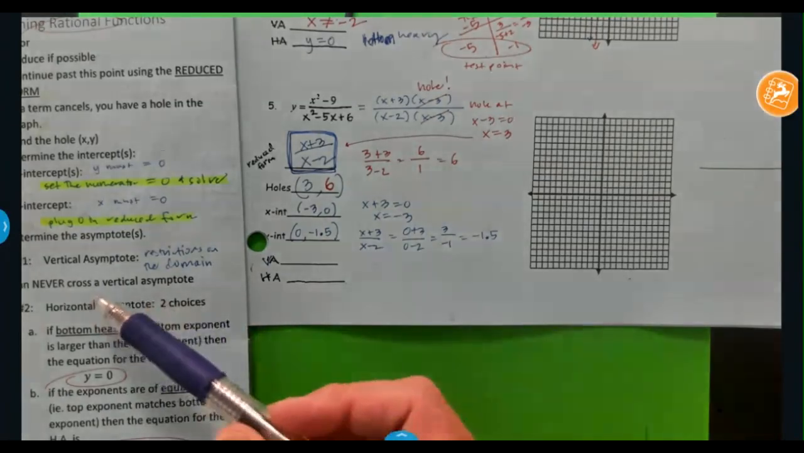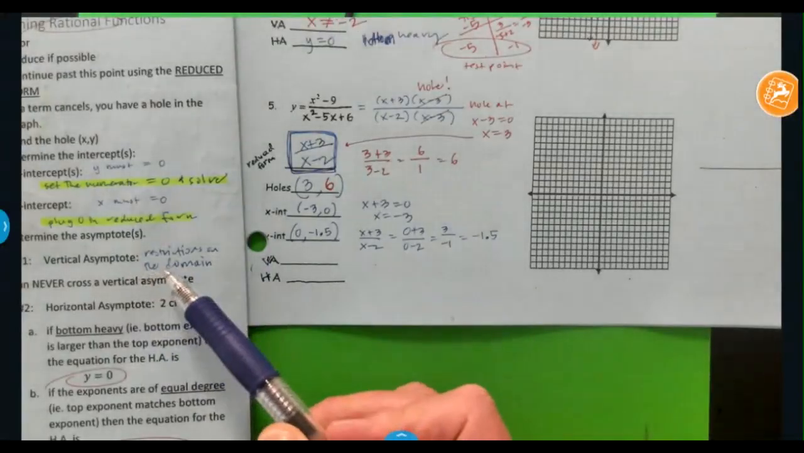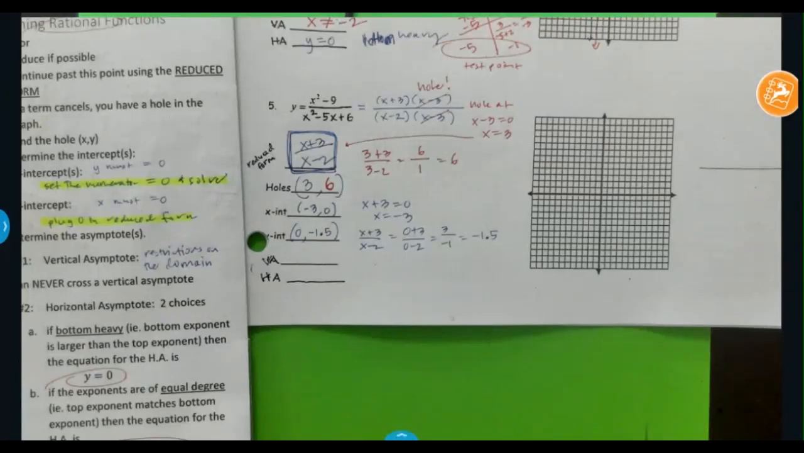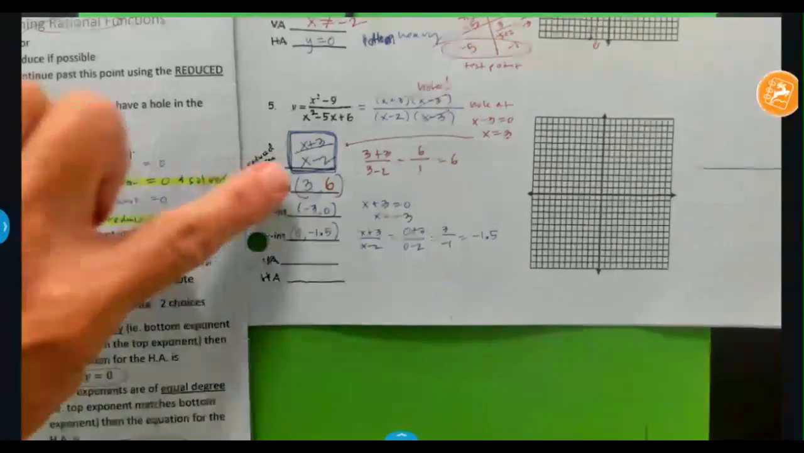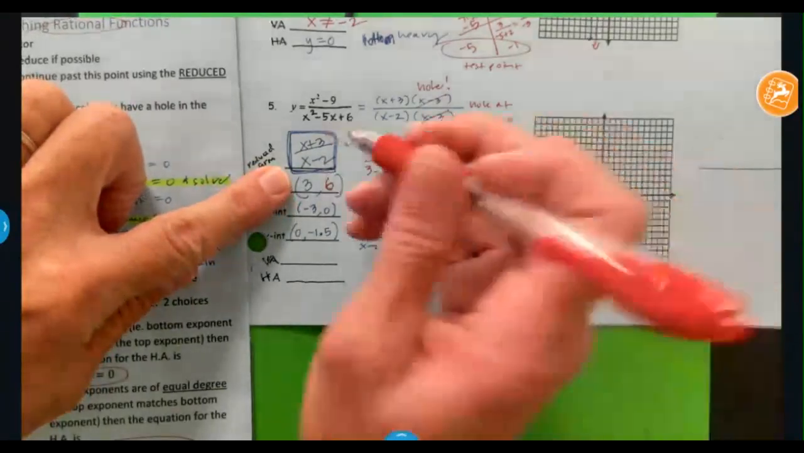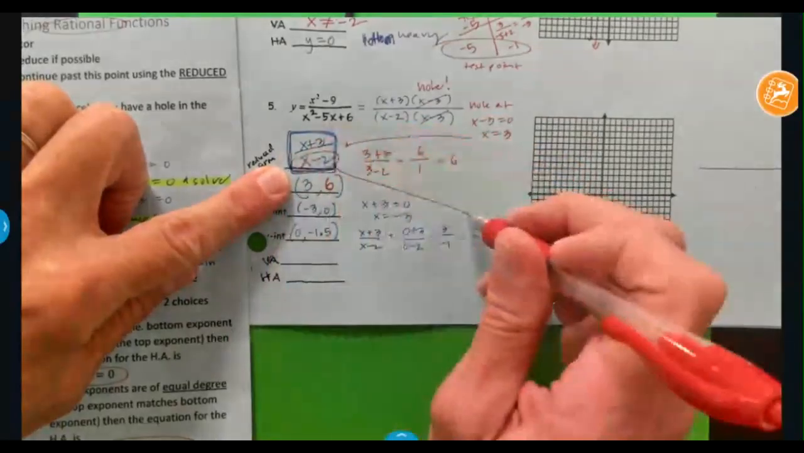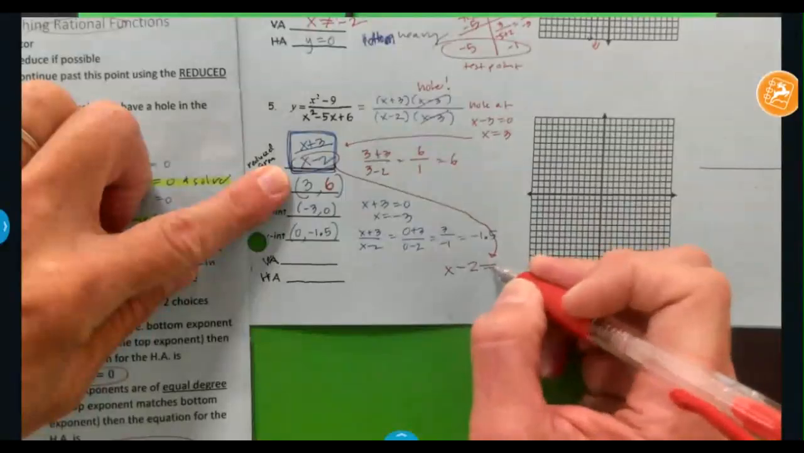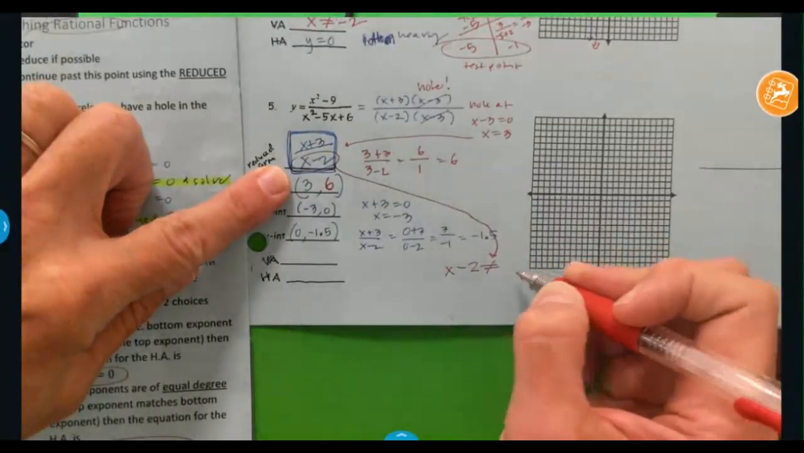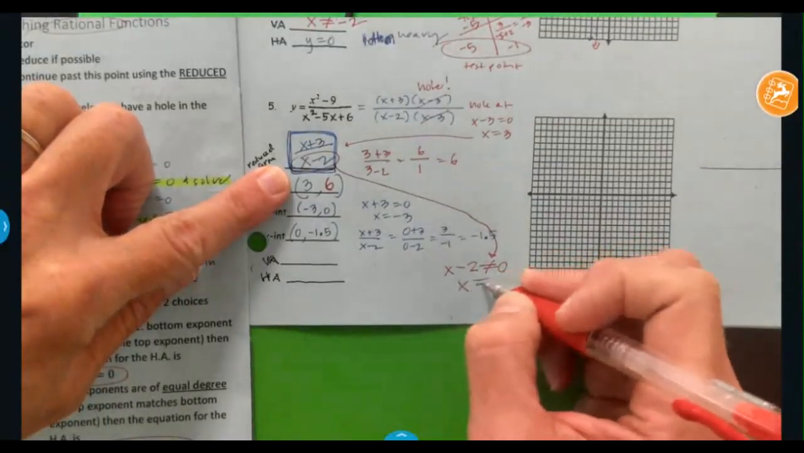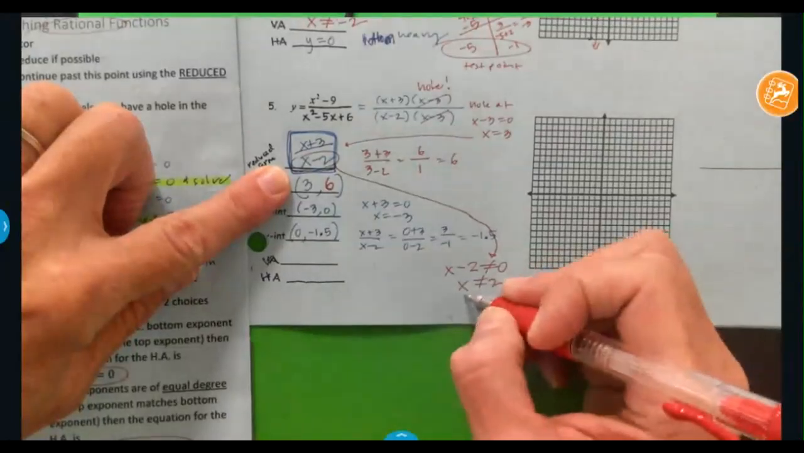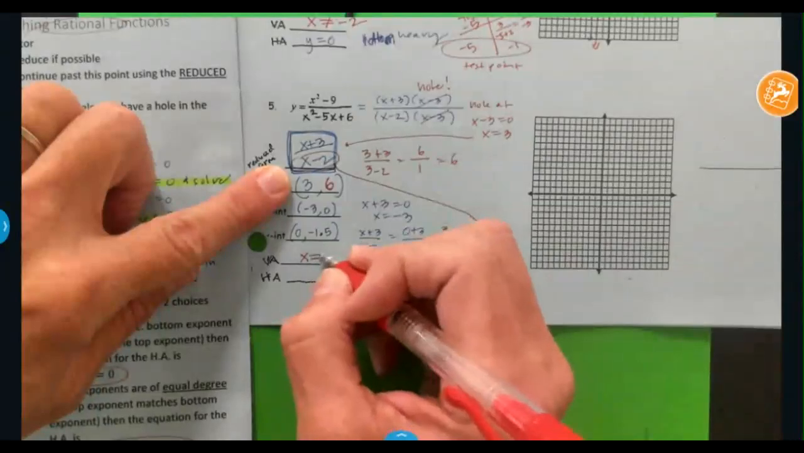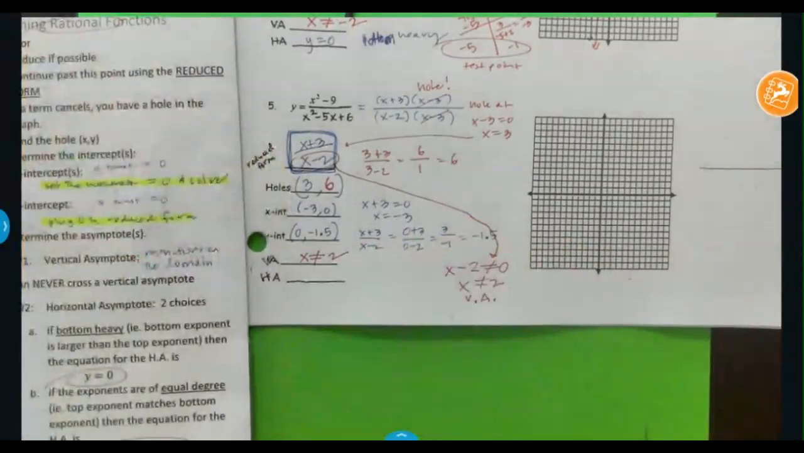A vertical asymptote occurs where you have a restriction in the domain. We have studied this a bazillion times. So if you go to reduced form, all right, what can x minus 2, well, let's come down here. What can x minus 2 not equal? 0, and therefore x cannot equal 2. So this is a vertical asymptote. x cannot equal positive 2.